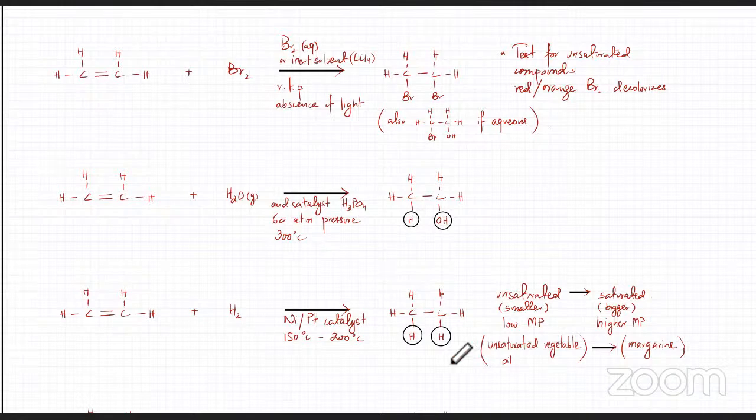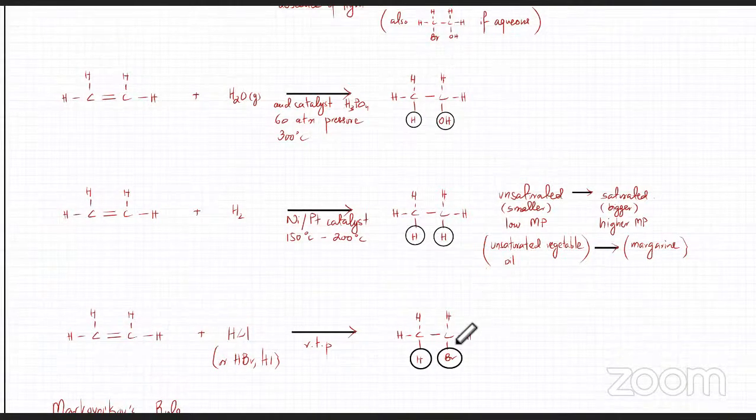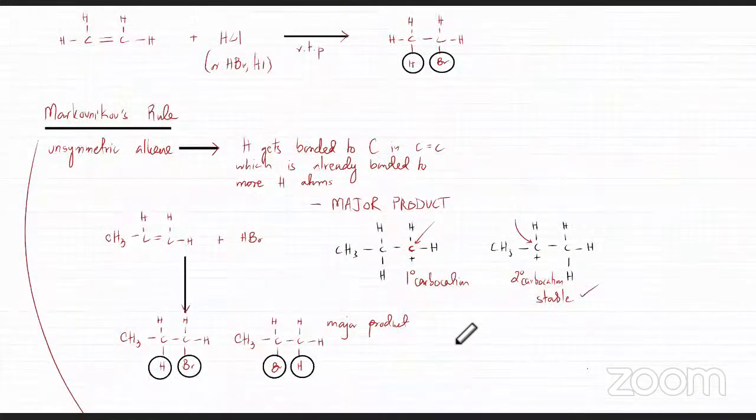And there's one more, which is hydrogen halides, HCl and HBr. At room temperature, H and Br are going to get added to the double bond. Now, there's some more stuff about the mechanism.